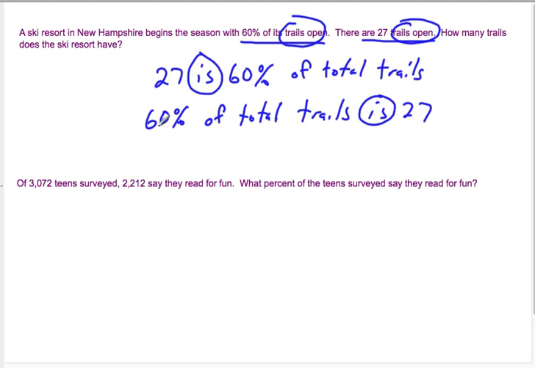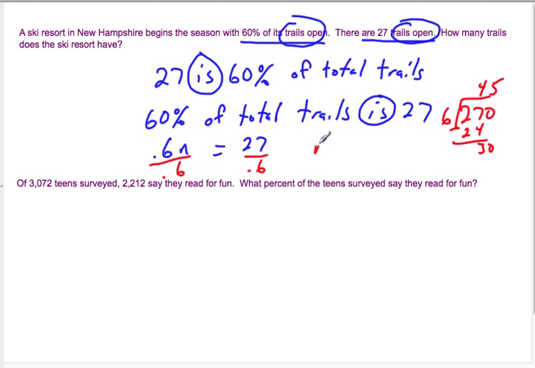So let's do it. 0.6 of total trails, which we don't know. So 0.6 times n is 27. And then if we divide both sides by 0.6, that's the same as 270 divided by 6. So that is going to be, let's see, 45. So n equals 45. Don't answer like that because there is no n in the problem. The question is, how many trails does a ski resort have? 45 trails.